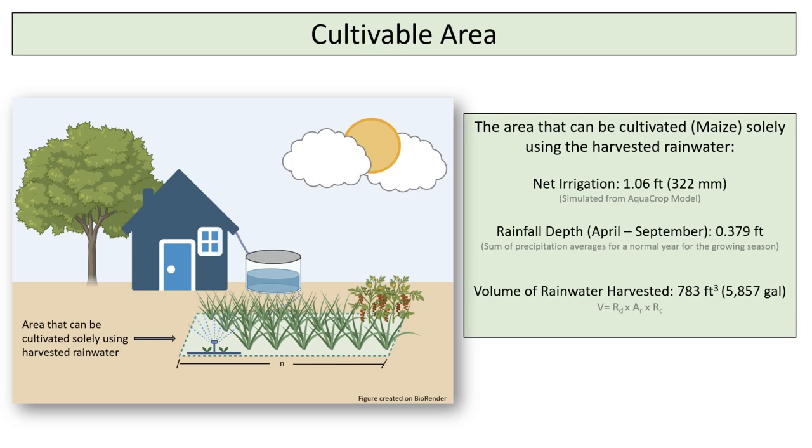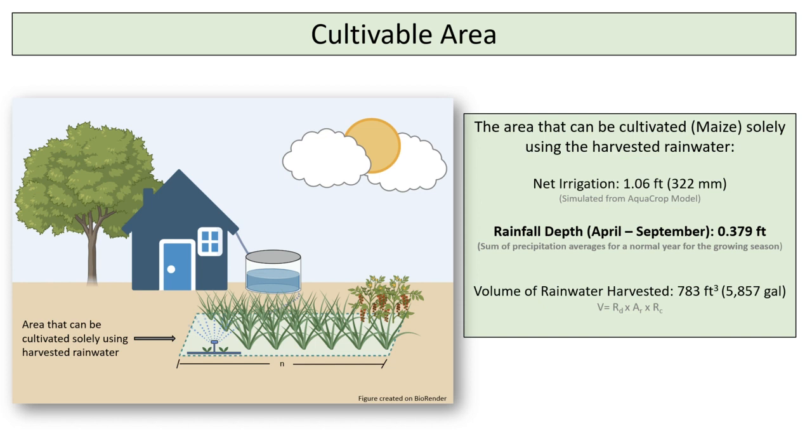So for the area that can be cultivated solely using the harvested rainwater for corn, the net irrigation was simulated from the AquaCrop model, and the net irrigation is just going to tell us, again, how much water is needed for the crop to grow healthy and be harvested at the end of the growing season. For this simulation, it determined that 1.06 feet or 322 millimeters of water is needed to sustain a healthy crop.